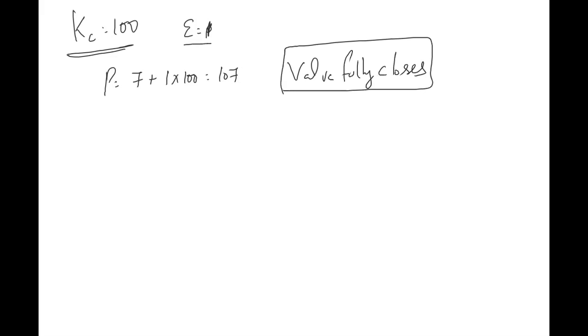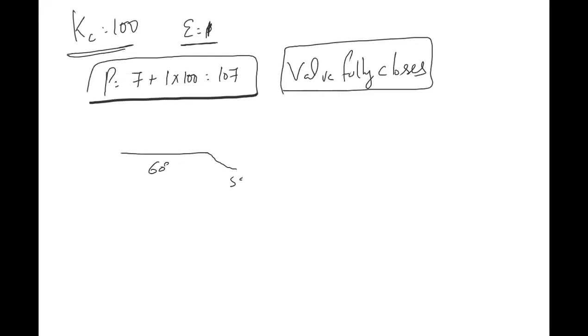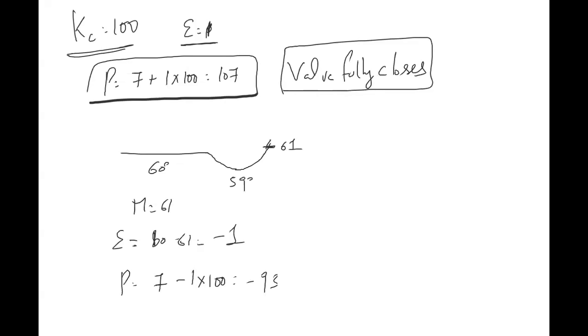So somebody has put Kc equal to 100 when error is equal to 1. So this is the pressure signal. When the valve fully closes, what happens to the temperature? This is my 60 degrees, suddenly it becomes 59 degrees. When you close the valve fully, the temperature increases rapidly. At one point of time, it has become 61, so my measurement is 61. Then my error becomes 60 minus 61, which is -1. Then the pressure signal is 7 minus 1 into 100, so it becomes, let's say, minus 93. That means the valve gets the minimum signal, so the valve goes to fully open.